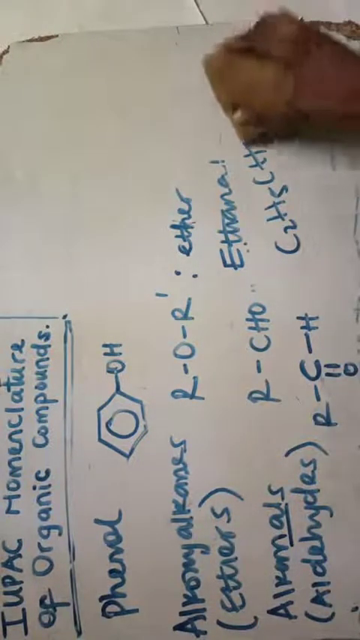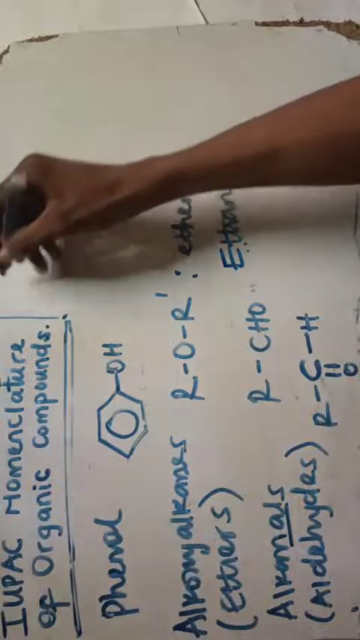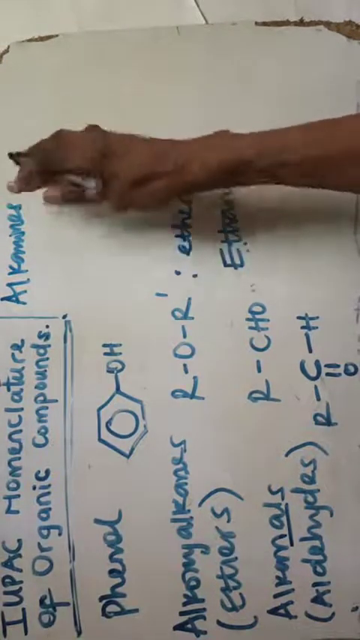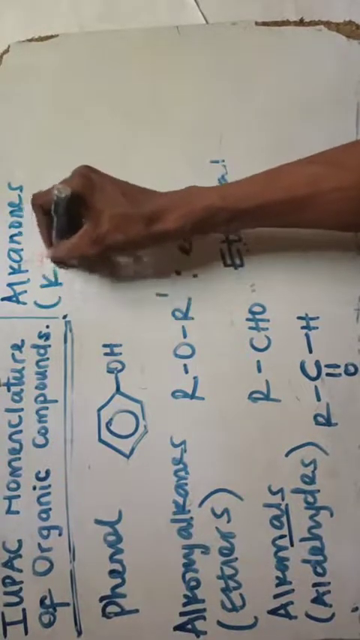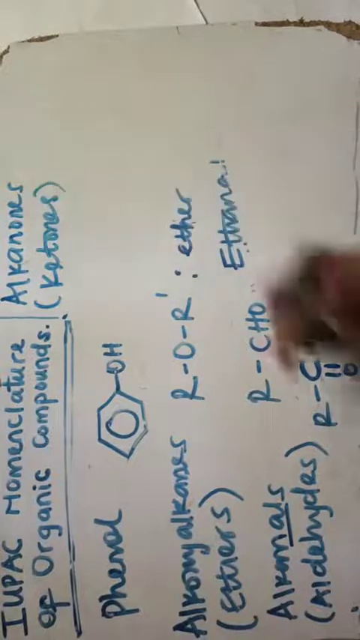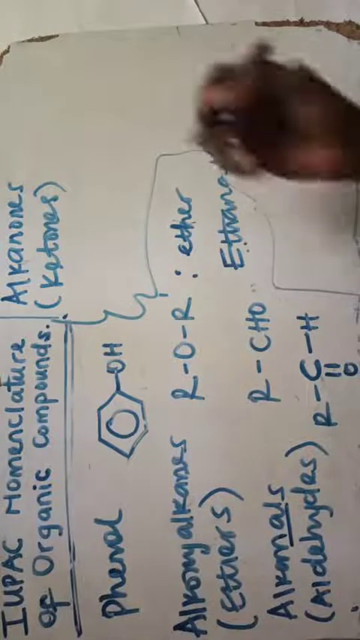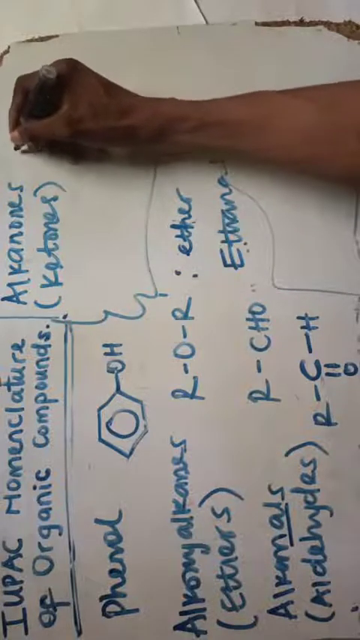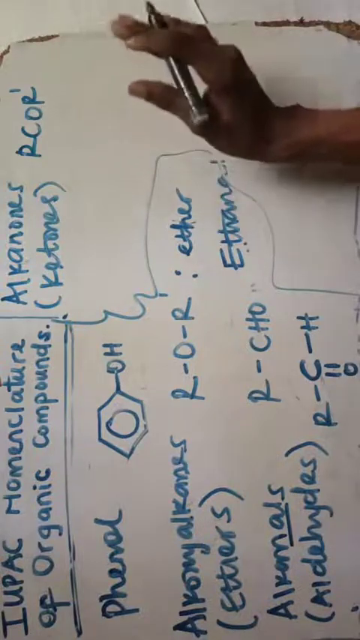So the next one we're going to consider is alkanone. Alkanones are also called ketones. This particular functional group is written similar to the alkanal, but the difference is that it does not have H, so you can simply write it as RCOR. And then the molecular structural diagram from there.